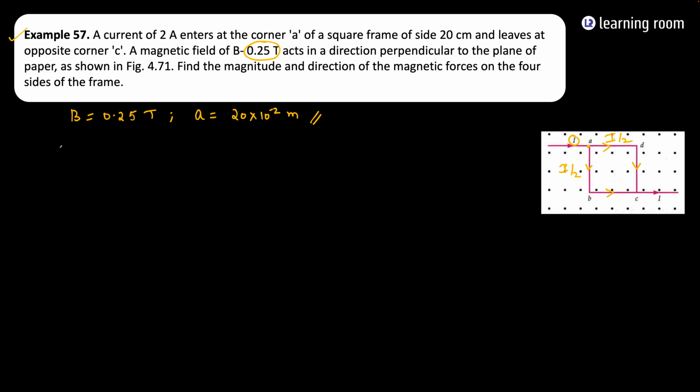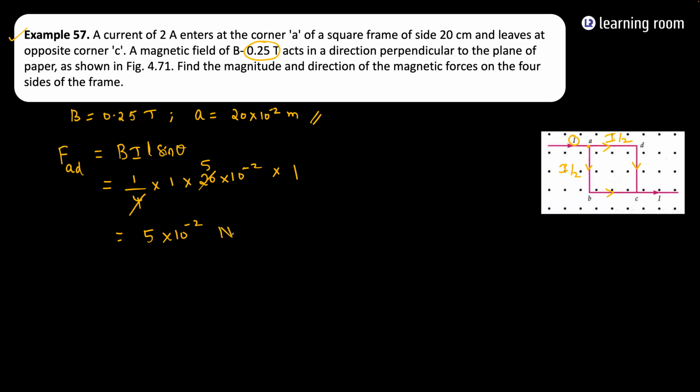So what is going to be the force on AD? Same formula, BIL sine of theta. I'm going to use the same formula. B is how much? 0.25, that is 1 by 4, into current. Current value is given as 2 ampere. No, it will be 1 ampere here, 1 ampere across each conductor. So 1 into length of the conductor, 20 into 10 power minus 2, into sine theta is 1. So 4 will cancel this 25 times. The answer will be 5 into 10 power minus 2 Newton. Right? This is the force on AD.